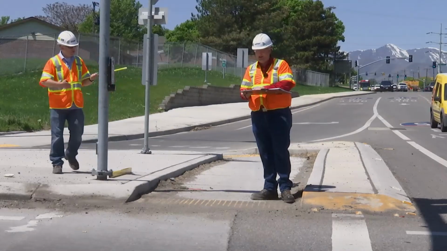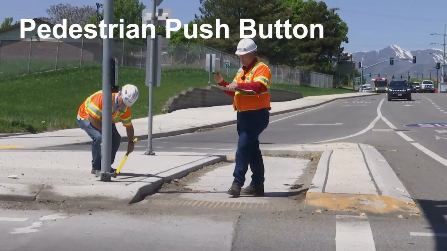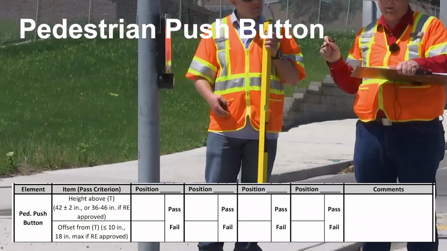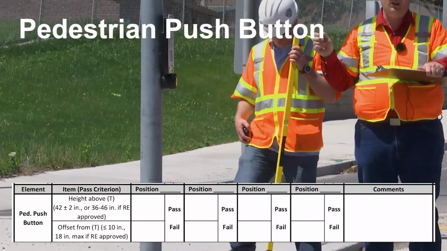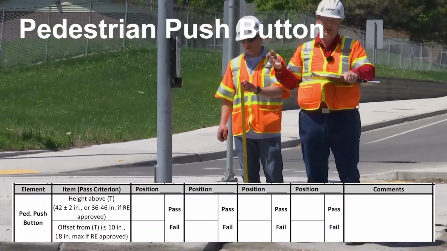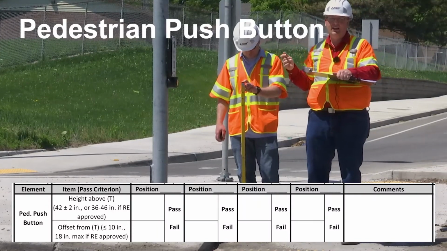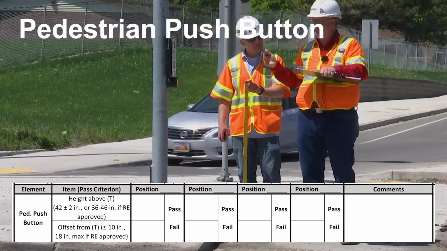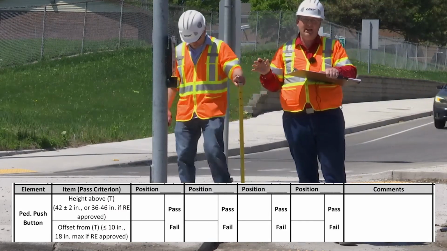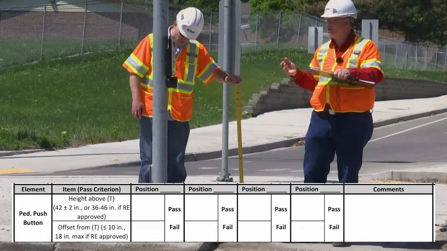Next on our item, we will talk about the pedestrian push button. So here we have a pedestrian push button. We're going to measure a couple of things. First, we're going to measure the height of the push button to make sure it's 42 inches plus or minus 2 inches. Or if engineer approval, we can go from 36 inches to 46 inches. Secondly, we want to measure how far away we are from the push button to the turning space. We need to be 10 inches away, or with engineer approval, we can be up to 18 inches away.